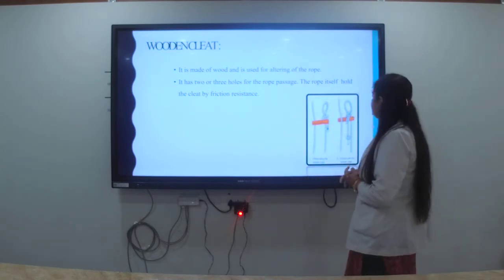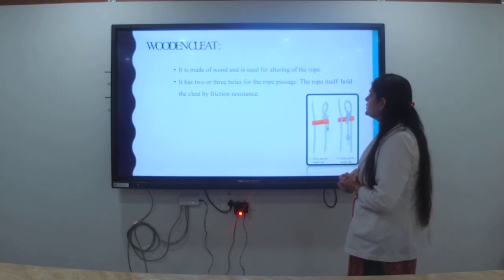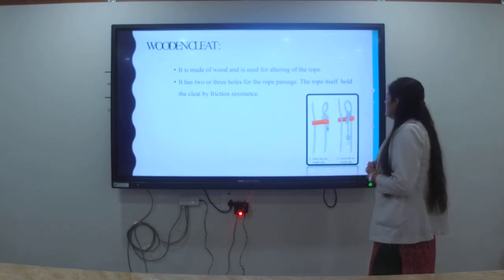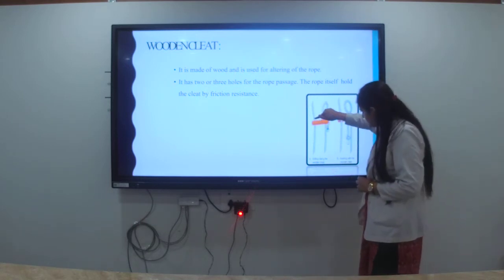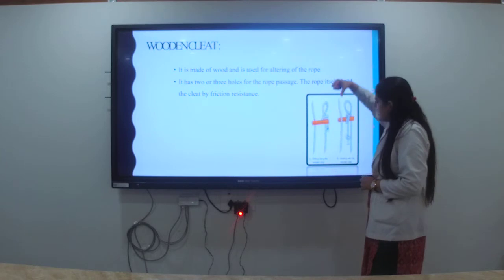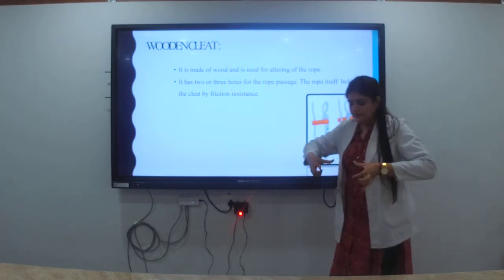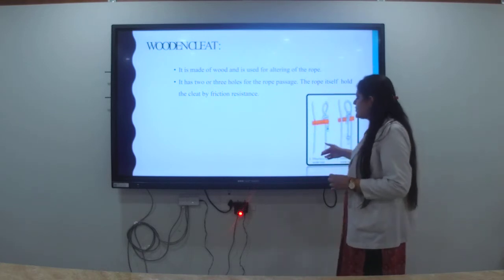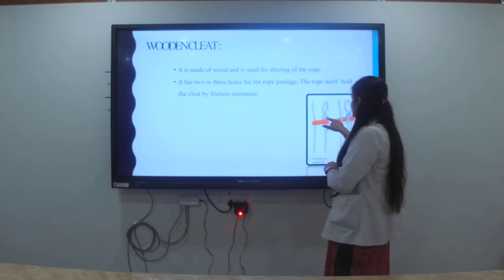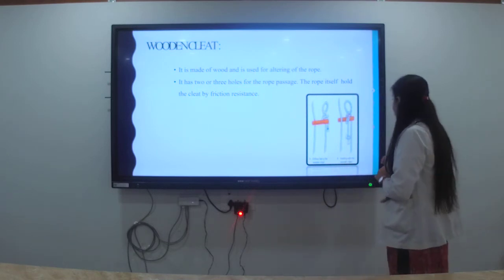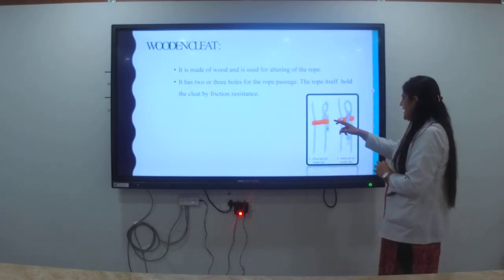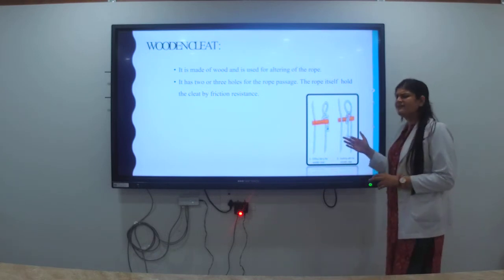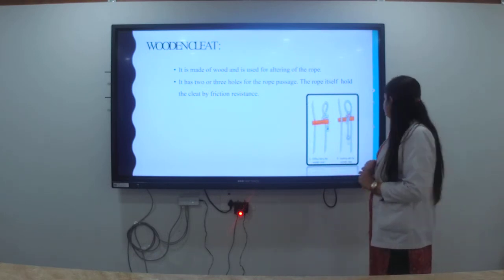It is of wooden material. It has 2 or 3 holes for the ropes to pass. The rope itself holds the cleat by frictional resistance. So there are going to be holes in this. There is 1 hole here and 1 hole here. If you see the cleat from this direction, you can see there are 2 or 3 holes. Those holes are obviously for the ropes to pass and to stay. And it can be tied with a knot here. This is without tying the wooden cleat and this is after tying. So you can either tie the rope with the wooden cleat or you can just keep a knot and it will stay.